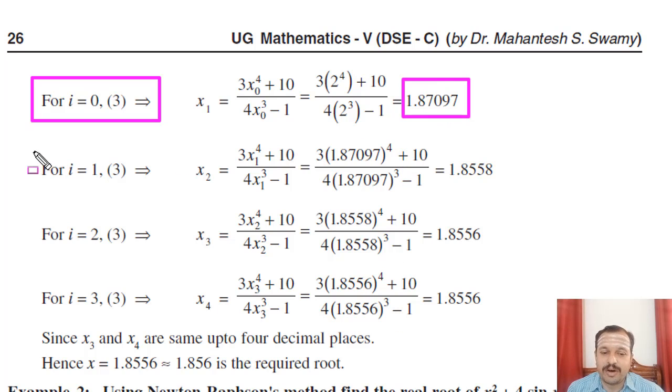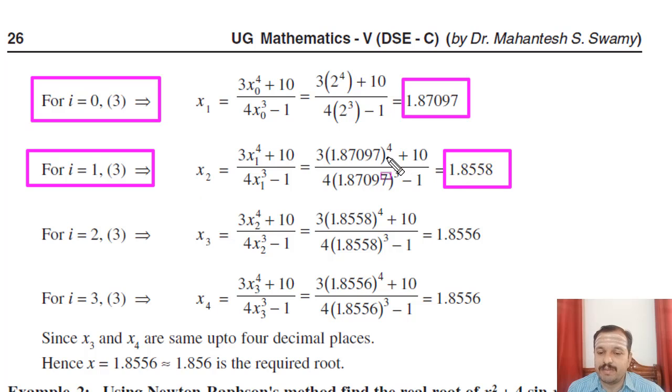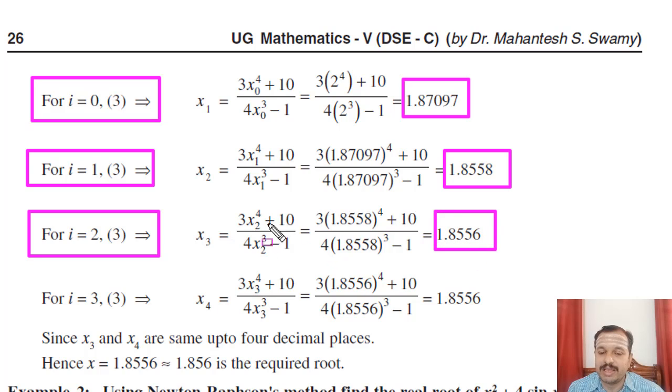And you proceed for the next iteration with i equal to 1. It was 0 here, now it is 1. The same equation number 3 implies x2, the new value of x, that is going to be 1.858 after simplifying this entire thing. For the next iteration, i equal to 2, if you substitute in equation number 3, you will get x3. x3 is 1.8556 after simplifying the right hand side.